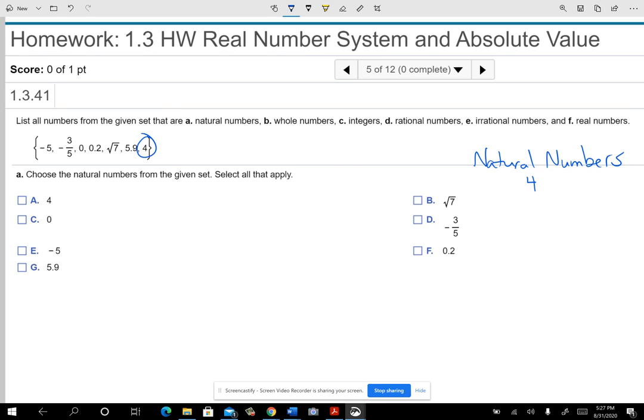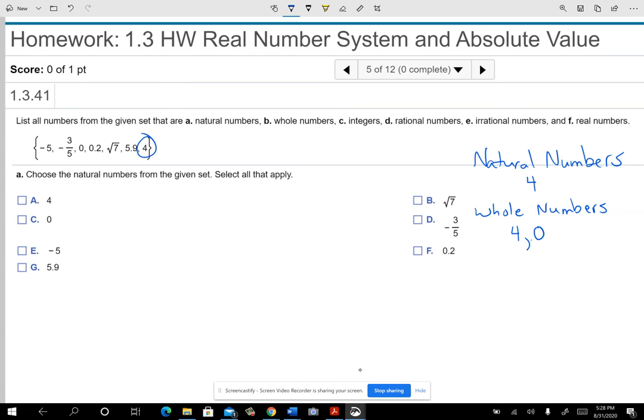The natural numbers would just be 4, okay? All right, now here's the tricky thing, so listen to me on this. When they ask you for whole numbers, you know how whole numbers was the box that contained natural numbers and then also 0? So you don't forget that 4 is also a whole number. Yes, it's a natural number, but it's also a whole number. So make sure you include that together with 0. So those are the whole numbers from that set.